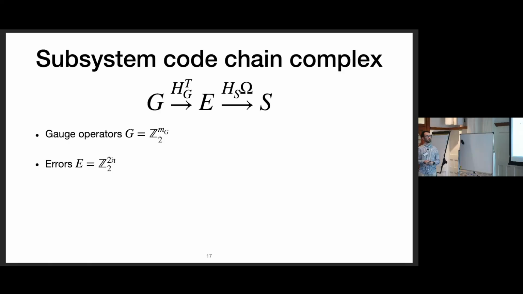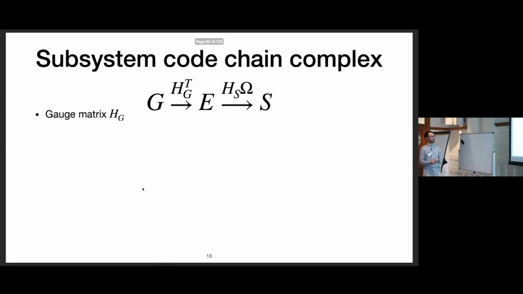Now, this has got 2 times n, where n is the number of qubits, basis vectors, and that's because we're considering this in a binary symplectic format. So we're keeping track of both the x and the z components of the error. And then finally, we have these syndromes, which are some Z2 vector space with ms number of generators. And now for the maps.